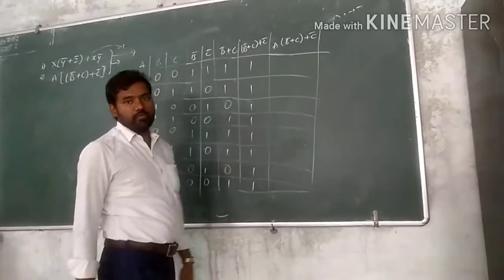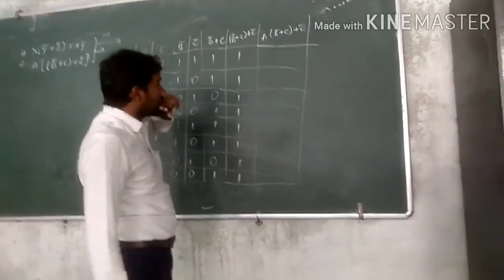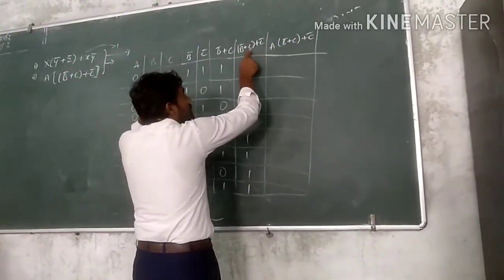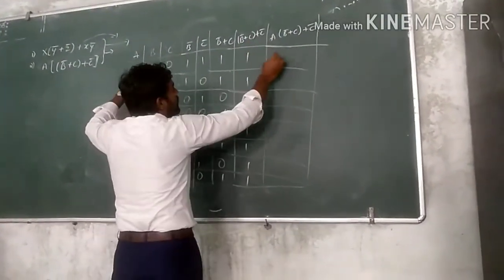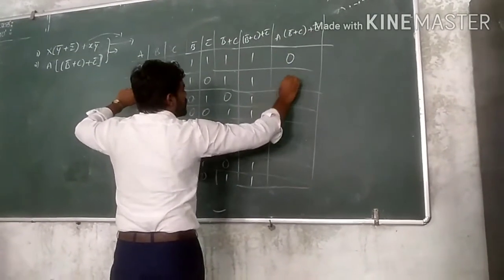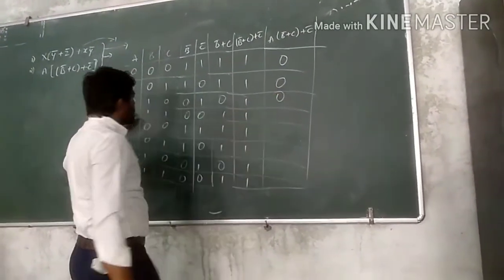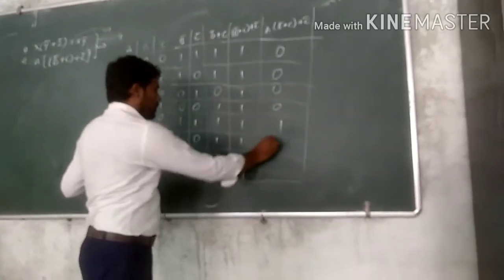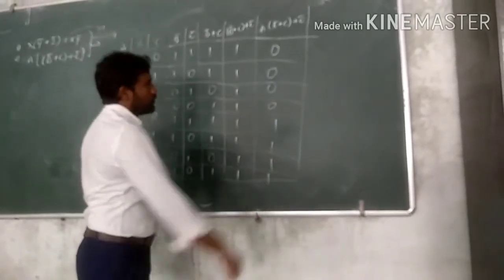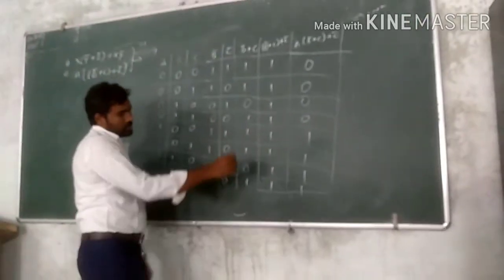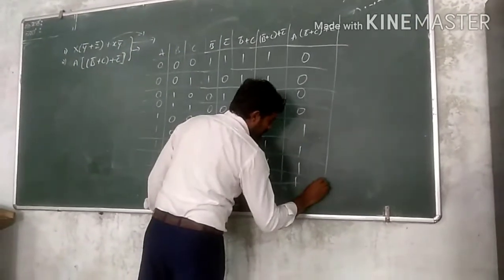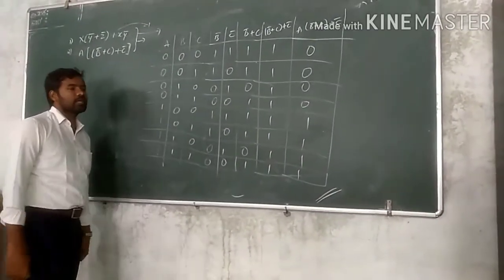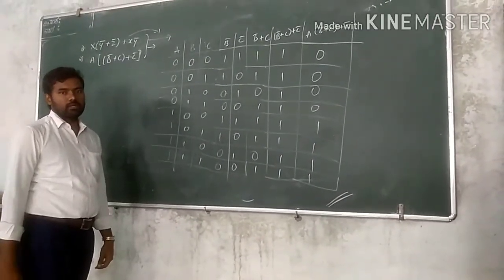Clear? This is the way of finding the equations using the truth table. Now we will go for A into, that is this term plus this term. 0 into 1 is 0, 0 into 1 is 0, 0 into 1 is 0, 0 into 1 is 0. 1 into 1 is 1, 1 into 1 is 1, 1 into 1 is 1. So this is the way of calculating the Boolean algebra equation using the truth table.